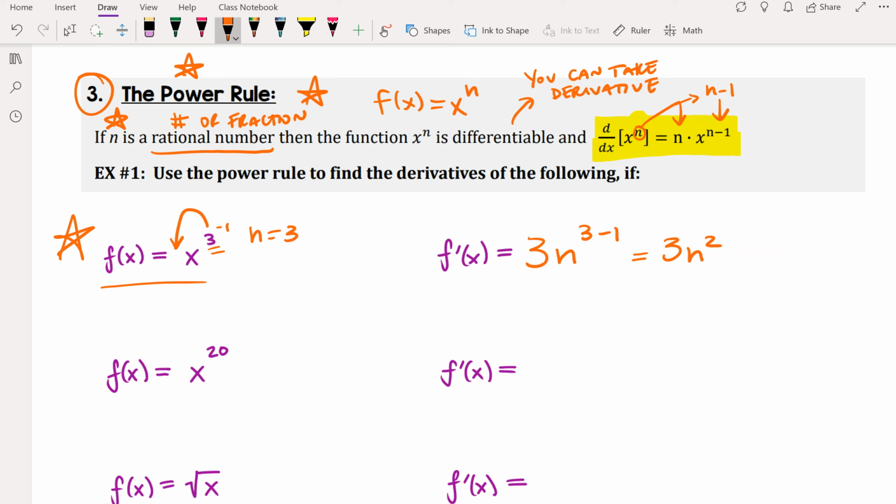All right, so let's go ahead and do that with this second example. f of x equals x to the 20th. Take that 20, drop it out in front. So f prime equals 20x, and then subtract 1 from the 20. 20x to the 19th is your derivative. Cool.